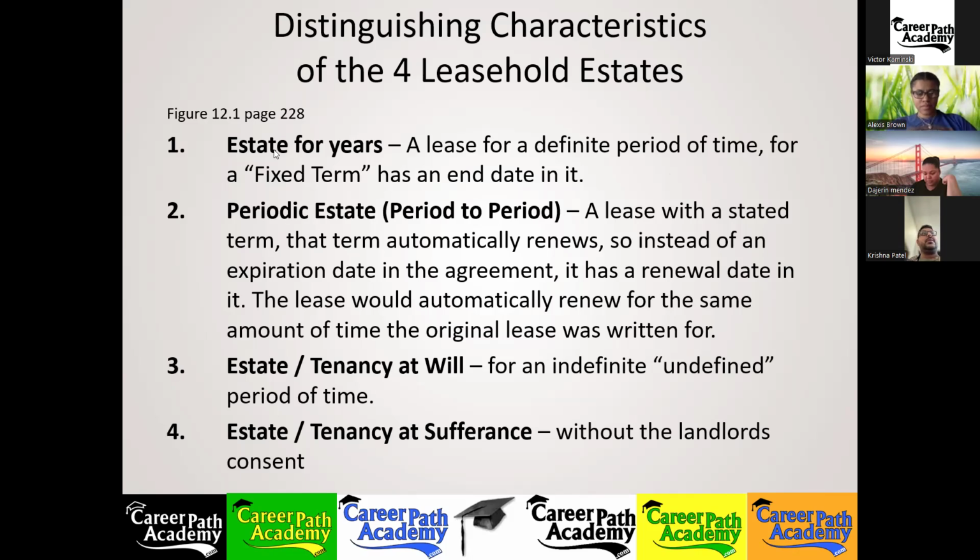Do not be fooled by its name. An estate for years need not be for a period of years. It's for a fixed term. It has a start date. It has an end date. You know when it's going to end.